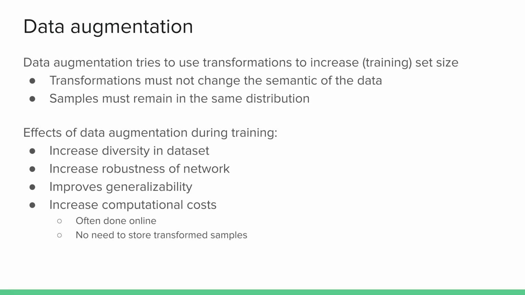It improves generalizability to samples that we haven't seen before, and on the downside, it also increases our computational costs because we now have to pre-process our images somehow to look a bit differently each time we take that image and train on it. This is mostly done online, so we perform our data augmentation as we are performing our training, and we're not even storing those images.